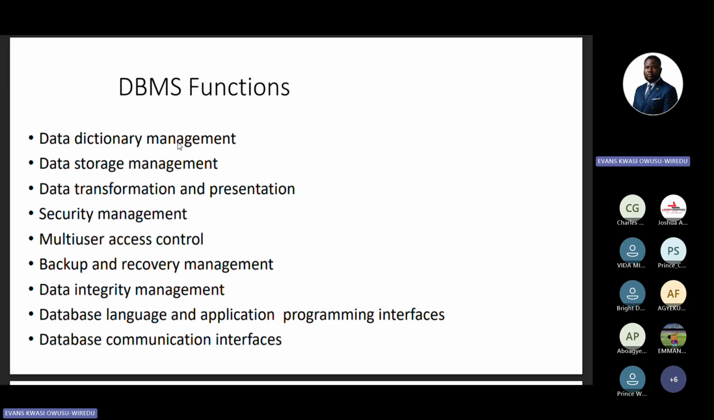So there are multiple layers of access to the same data or the same system that is being used, all right? So that is multi-user access control, and then you have what? Backup and recovery management.